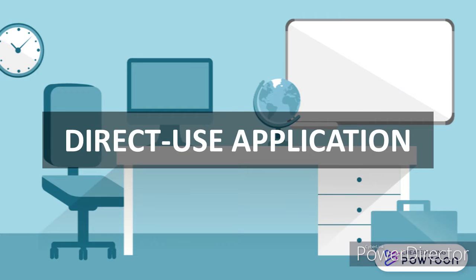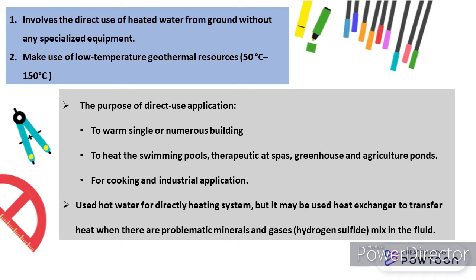Direct use application. Direct use application is defined as when the heat from underground is used directly without any specialized equipment. It makes use of low-temperature geothermal sources which range between 50 degrees Celsius to 150 degrees Celsius. It is usually used to warm single or numerous buildings or heat them from a central supply source.